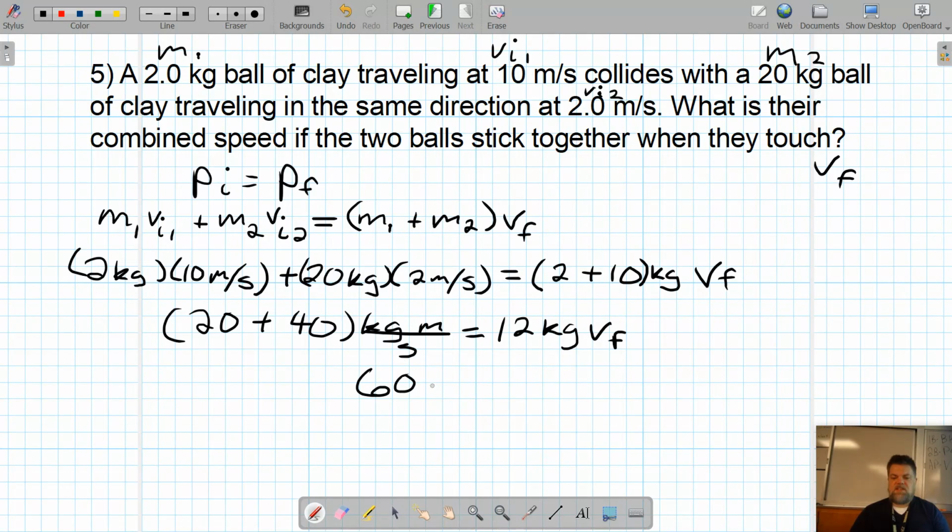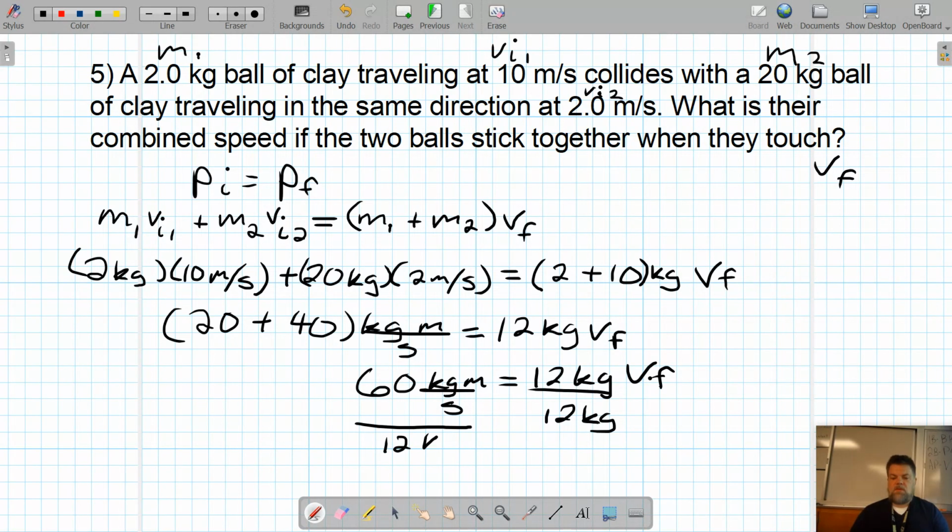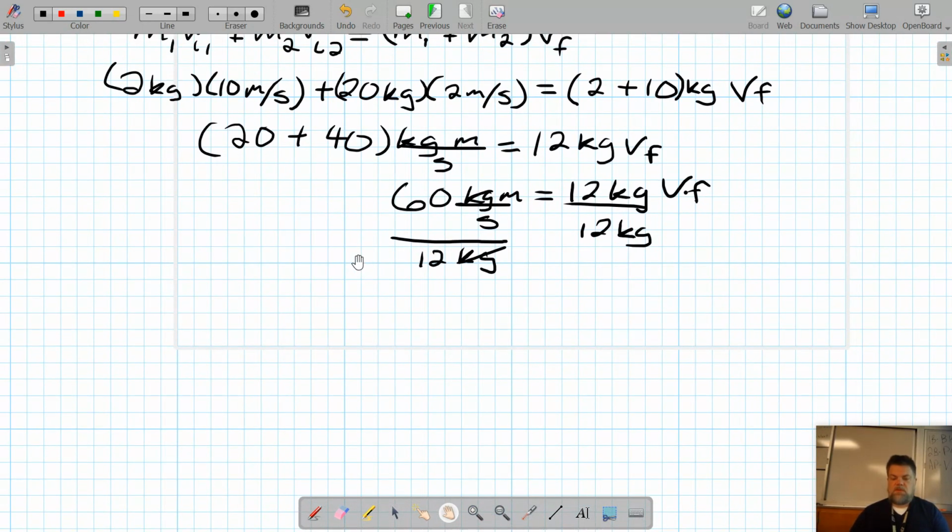This is going to be 60 kilogram meters per second is equal to 12 kilograms times the final velocity. We're just going to divide by 12 kilograms. The kilograms cancel. And so we end up with 5 meters per second, right? 60 divided by 12 is 5. And then our final answer is meters per second, which is good because we're trying to find the velocity.